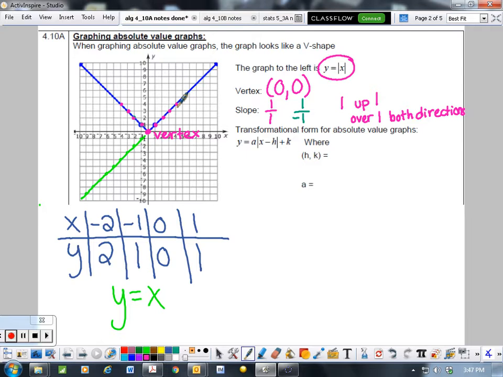So how do our absolute value graphs change? This is how we look at our absolute value graphs. It's called the transformational form. And the transformational form is really important because each number, or right now it's a letter, describes how our graph changes. So what we have here is an h value, which will be the x value of my vertex.